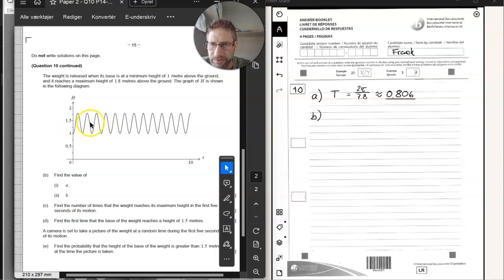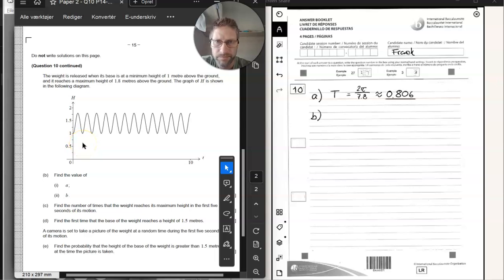Now, it's really hard to just read on the graph, so we need more solid information. And it says up here that the maximum height is 1.8 meters. So it means that the maximum is in the y-coordinate 1.8. Matches fairly nicely with what we can see on the graph. And the minimum height is exactly 1 meter, as we can see here.